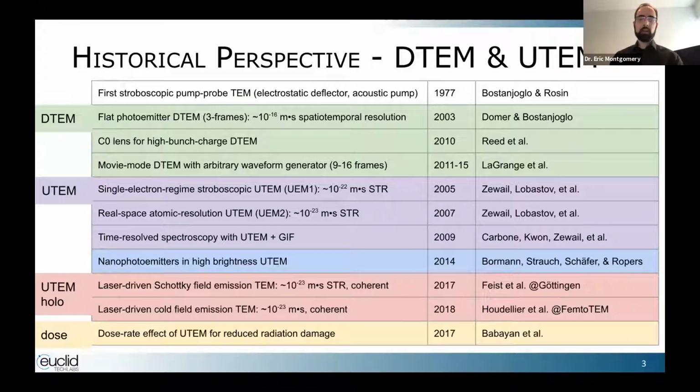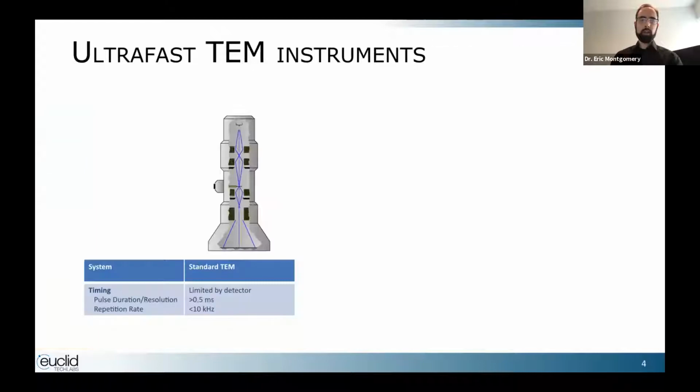And lastly, there's been some interesting work in the past few years on not just pump probe, but simply pump, the right kind of pump, time structuring that stroboscopic pulse train to reduce the radiation damage in sensitive biomaterials. So let's have a look at the different ultrafast instruments side by side.